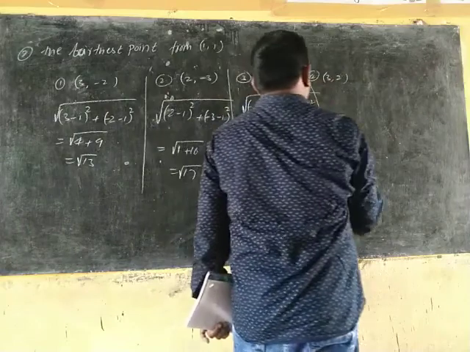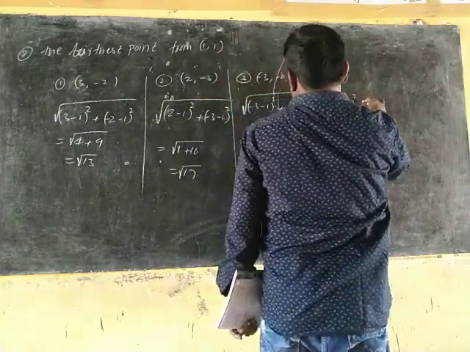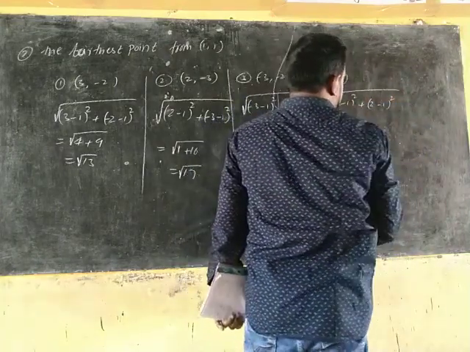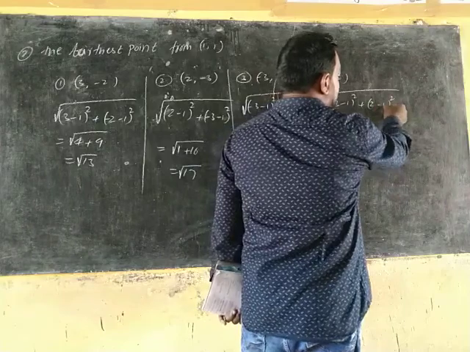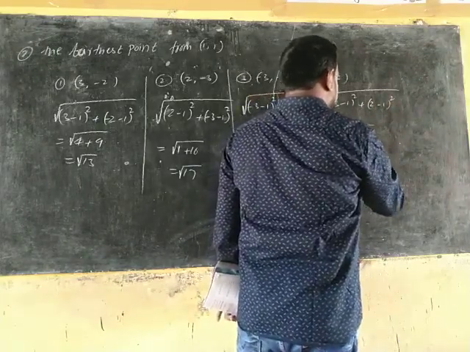Next, coming to 4, 3 minus 1 whole square, x2 minus x1 whole square plus 2 minus 1 whole square, under root. So 3 minus 2 is 2, square is 4. 2 minus 1 is 1, square is 1. So 4 plus 1 is 5 under root.